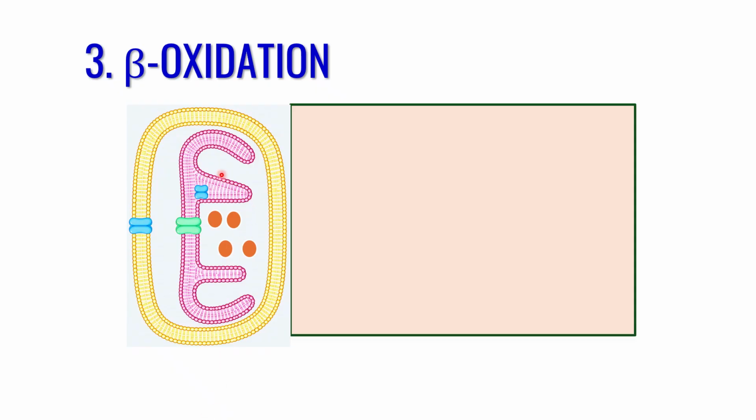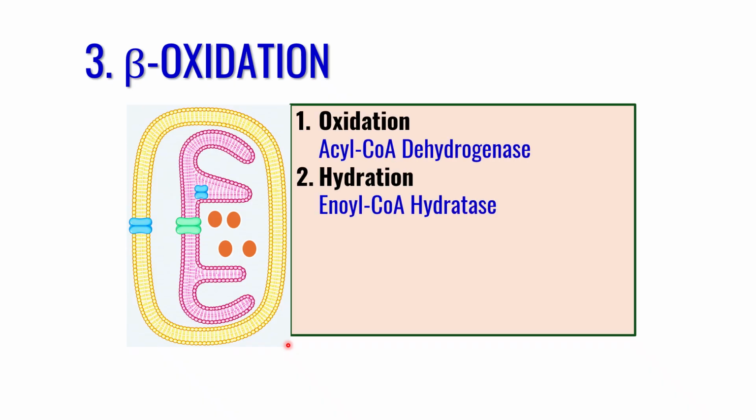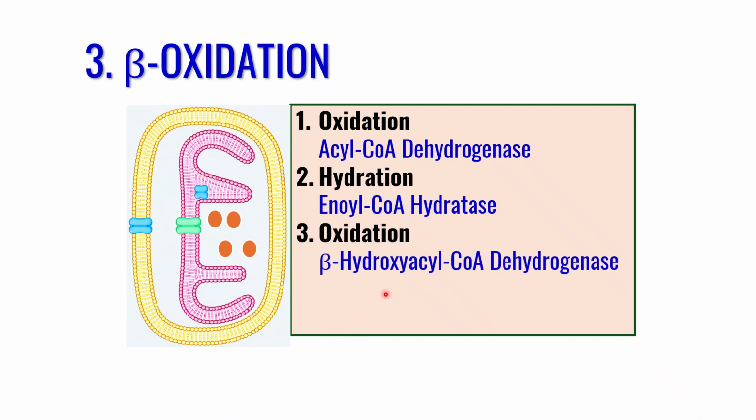Once fatty acyl-CoA is delivered to the mitochondrial matrix, it undergoes four successive reactions. The first one is oxidation, catalyzed by acyl-CoA dehydrogenase. The second reaction is hydration, catalyzed by an enzyme known as enoyl-CoA hydratase. The third reaction is also oxidation, which is catalyzed by beta-hydroxyacyl-CoA dehydrogenase. And the last reaction is thiolysis, which releases a 2-carbon unit as acetyl-CoA by an enzyme known as thiolase. I will discuss these four reactions in detail in the next slide under the mechanism of beta oxidation.